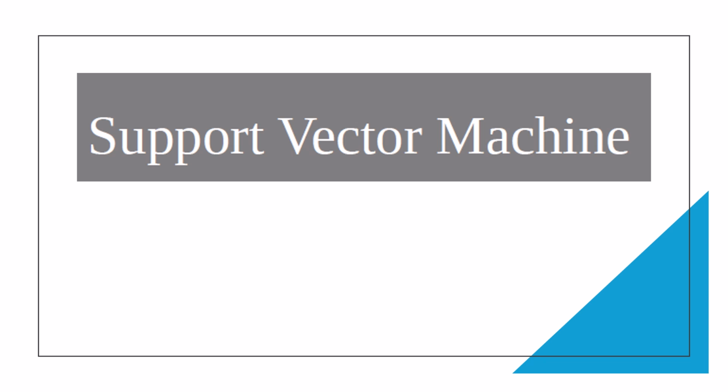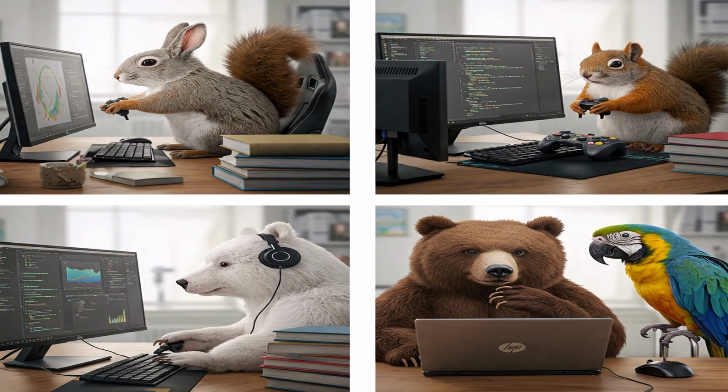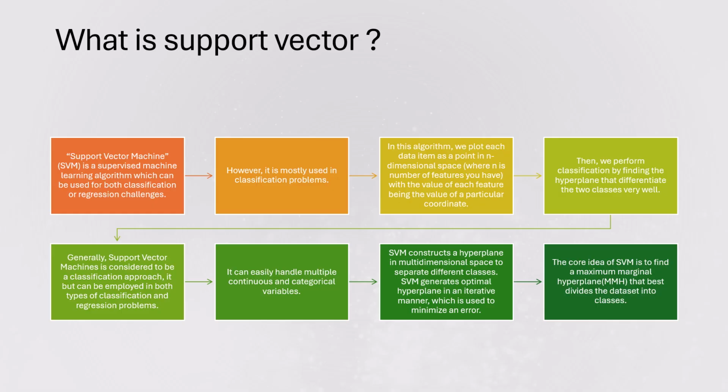Support vector machine. Support vector machine is a supervised machine learning algorithm which can be used for both classification and regression challenges. It is mostly used in classification problems. In this algorithm, we plot each data item as a point in n-dimensional space, and then we perform classification by finding the hyperplane that differentiates the two classes very well.